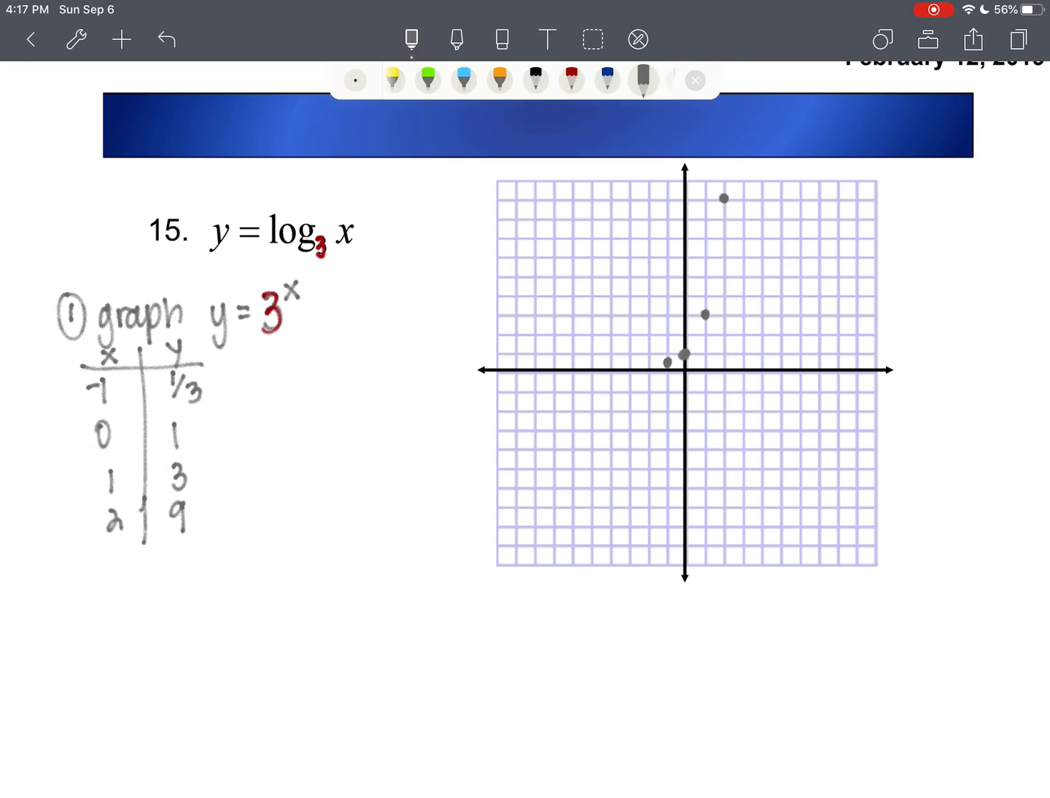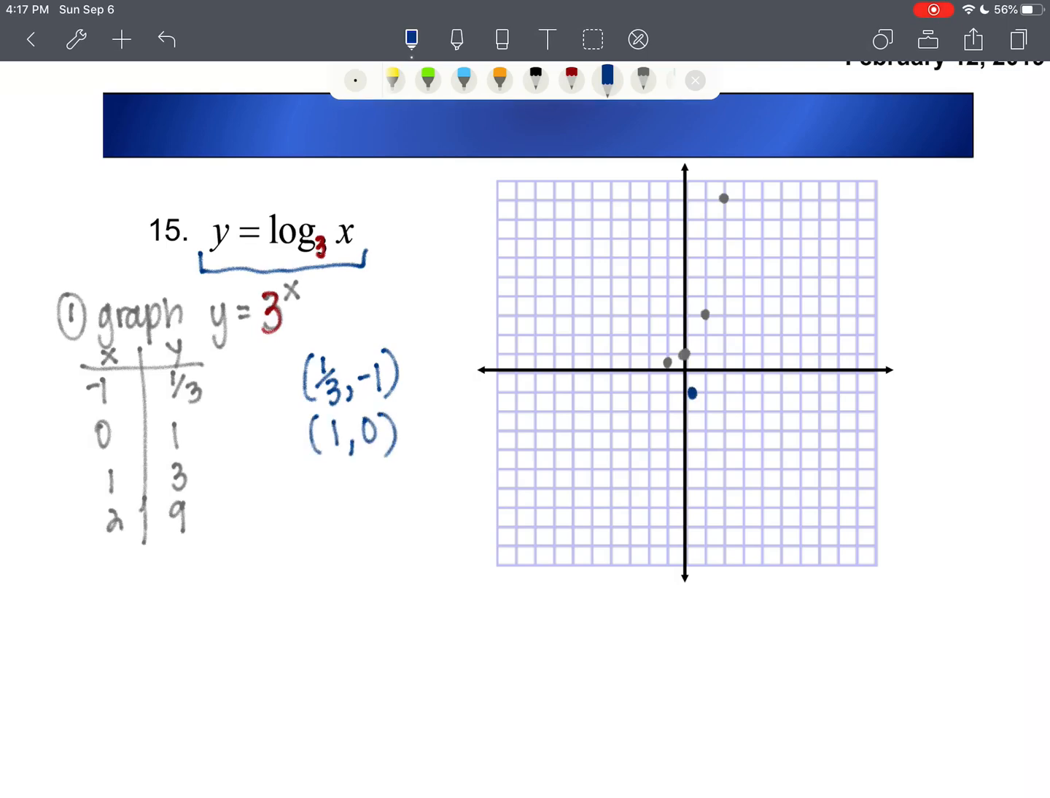And I'm not going to connect those dots because that's not the graph I want. The graph that I want is this one right here. I want y equals log base 3 of x. So I'm going to reverse the inputs and outputs. Instead of (-1, 1/3), I'm going to have (1/3, -1).